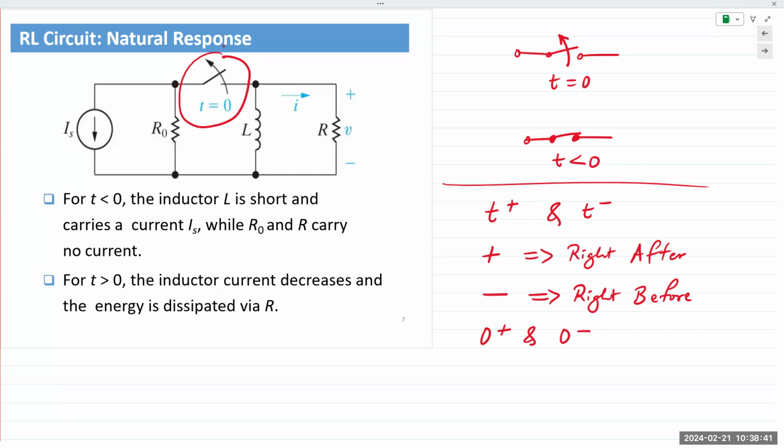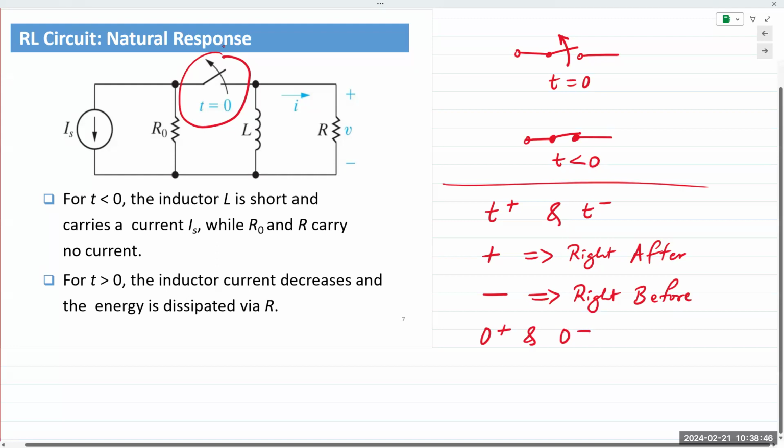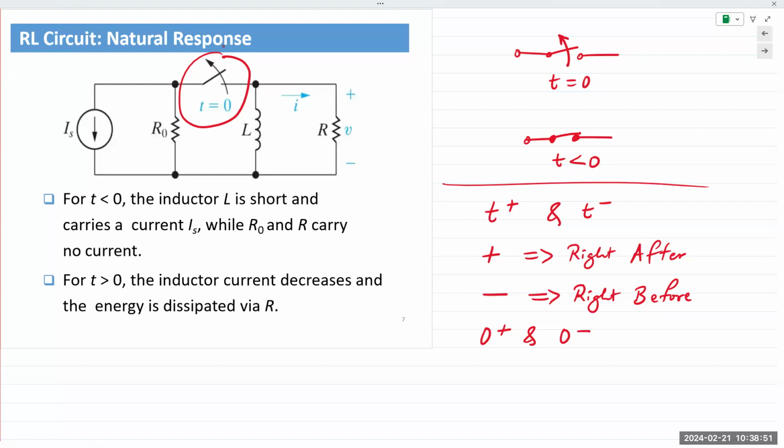Not always. The switch could be closed before, or could be open before. T equals 0 is simply the point in time at which we begin our analysis. In this example, the switch is being flipped open at 0, but it could also be that the switch is always open before 0, and at 0 the switch is being closed. It could be open, it could be closed.